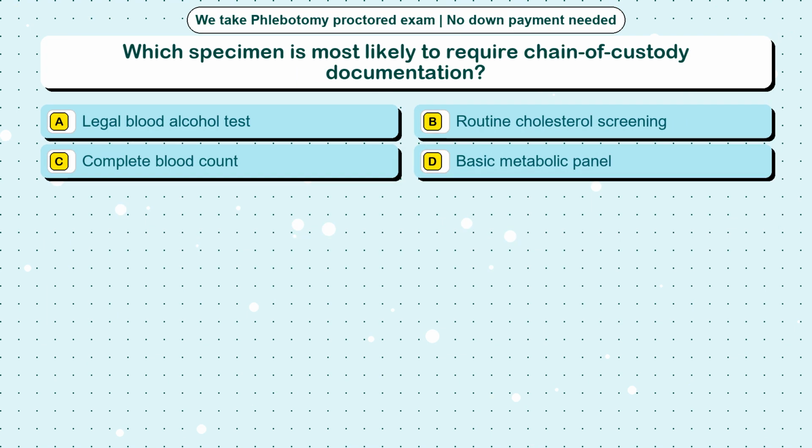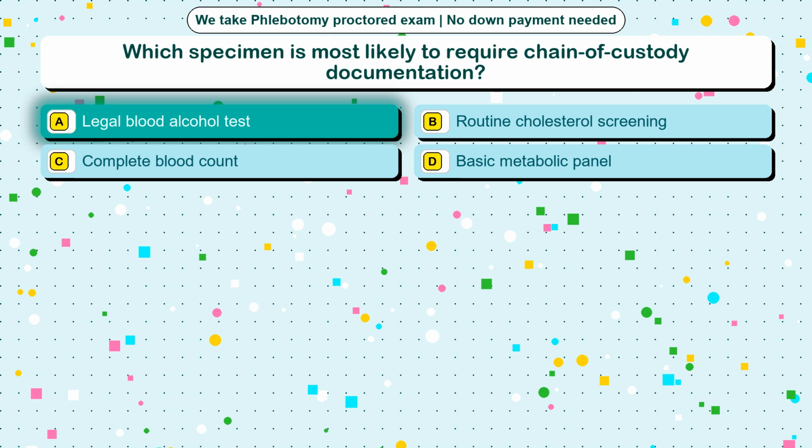Question 39. Which specimen is most likely to require chain of custody documentation? Option A, legal blood alcohol test. Option B, routine cholesterol screening. Option C, complete blood count. Option D, basic metabolic panel. The correct answer is option A, legal blood alcohol test.